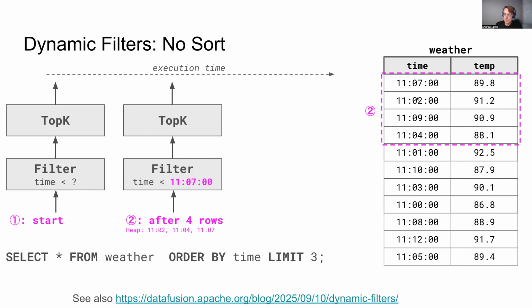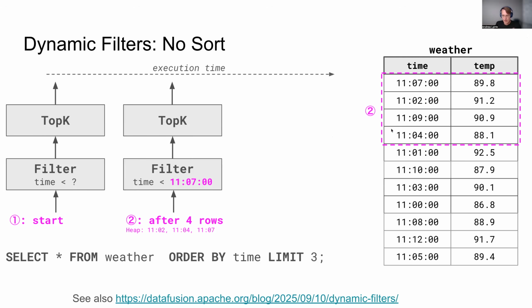So we get the first four rows, and we feed them through the top K heap, and the top three rows, which are basically the lowest three values, the 1102, 1104, 1107, right? Those go into the heap, and given that information, we know that if any value is greater than 1107, it can't possibly appear in the top three values in the top K heap, right? Because we already know that we have three values that are 1107 or less. You understand how that works?